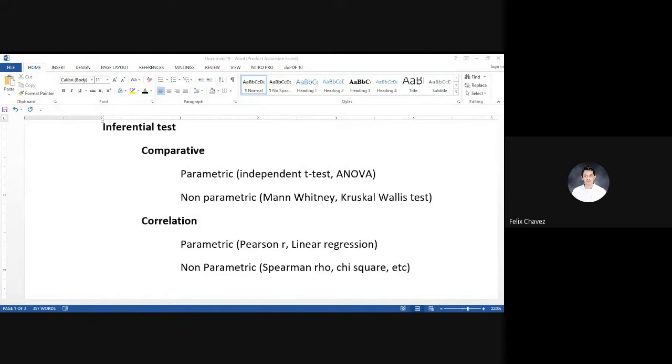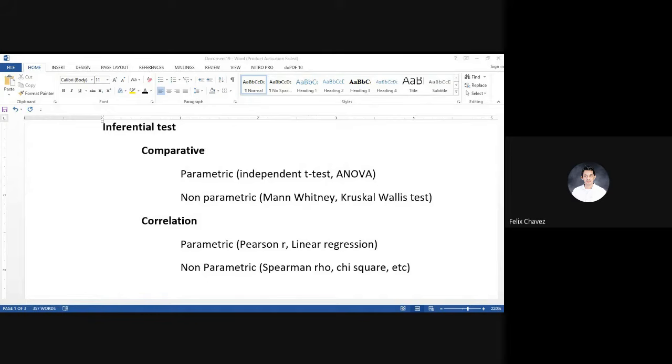But if you want to compare two independent groups, dalawang independent group, then you will use the independent t-test and ANOVA, in which ito yung gagamitin natin ngayon na analysis, including the software application.